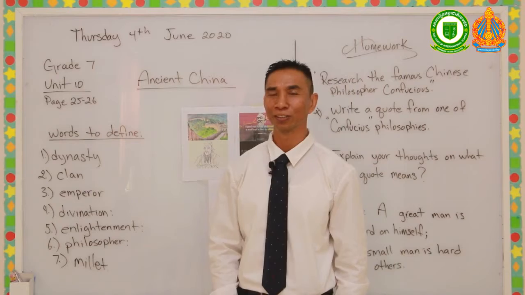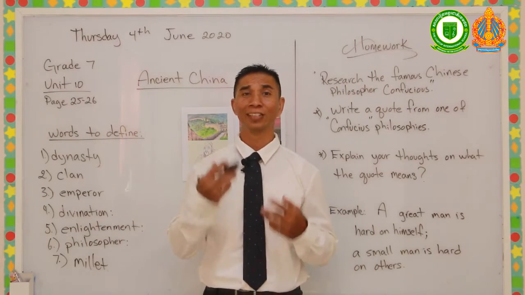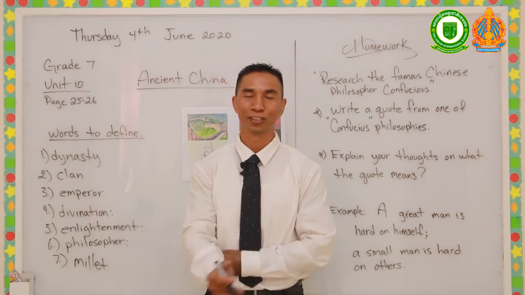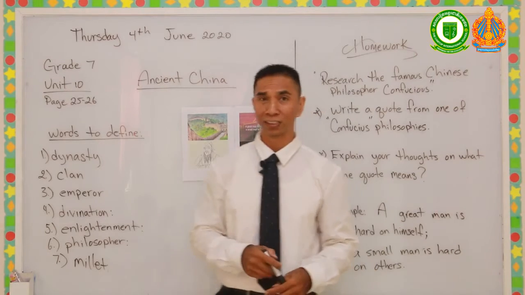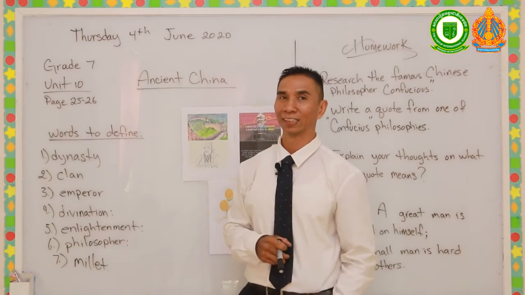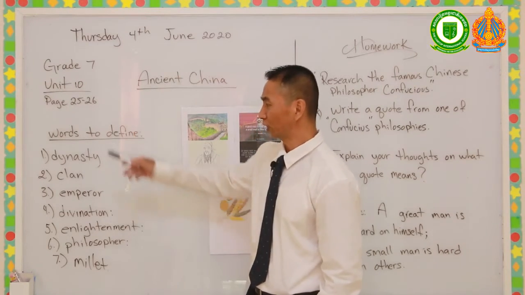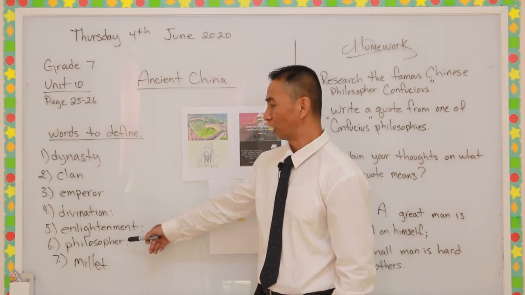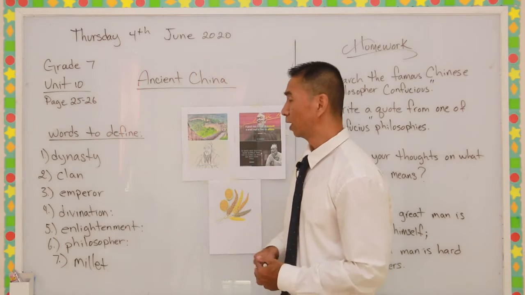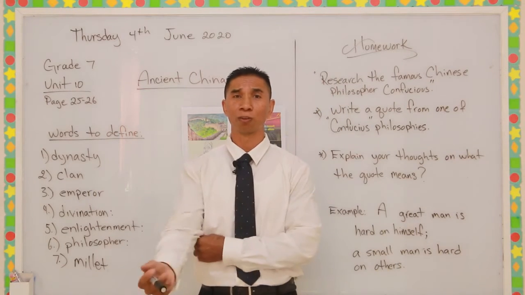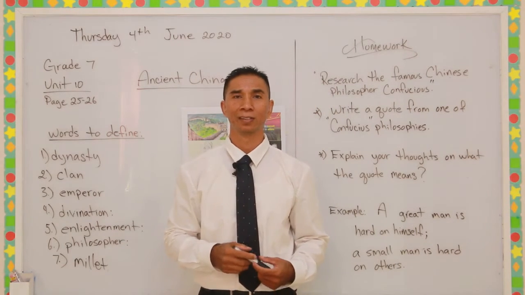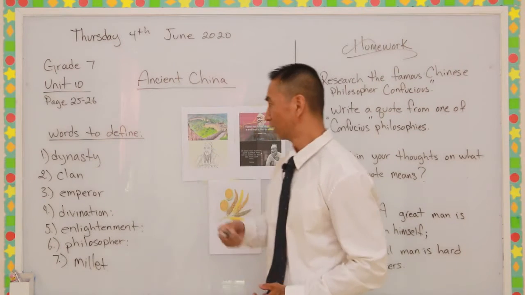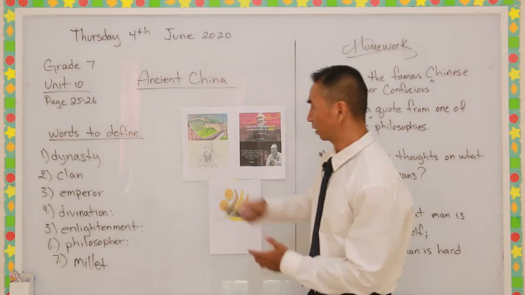This is the last video, and I'm going to have some homework for you. Today's homework is going to entail our studies about ancient China. Through your readings, we have learned about dynasties, the clan, the emperor, and philosophers of China. In our homework, we're going to discuss one famous philosopher from China. That philosopher is Confucius. This is a picture of Confucius.